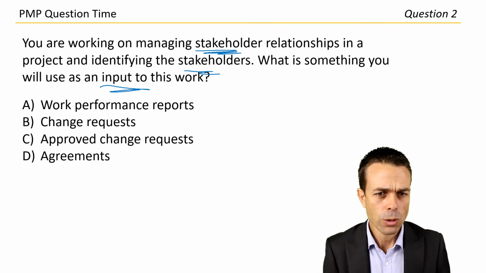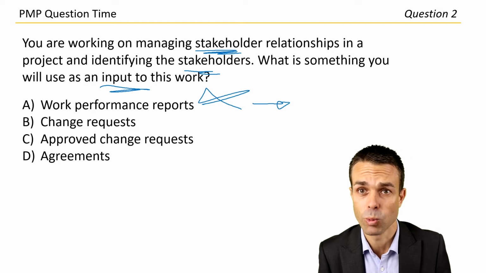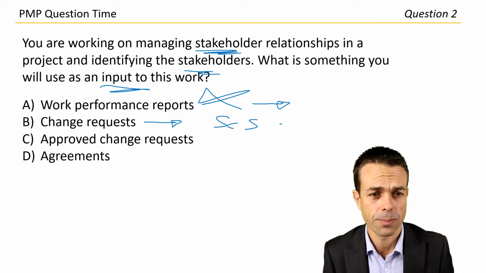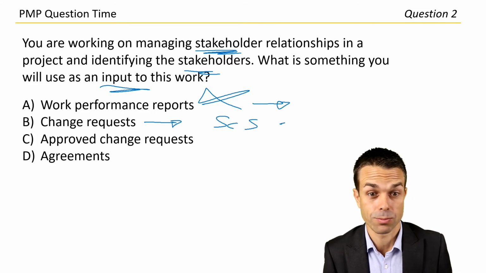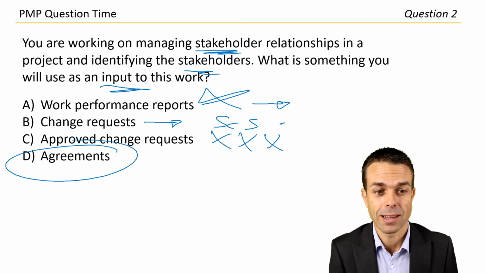Okay, work performance reports. No, that's something that comes down the track once you've been working on the project for a while. Change requests. No, that's more to do with the scope, schedule, or cost, or that sort of thing. Approved change requests. Well, let's take it to another level. I don't think it's that one either. Agreements, that looks very promising.